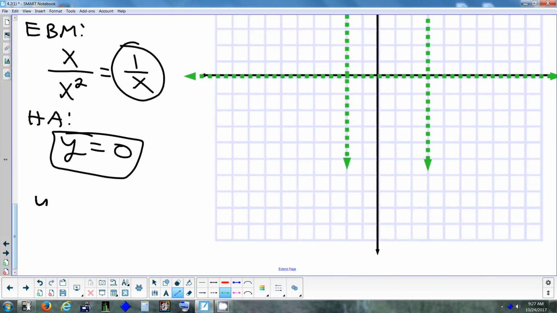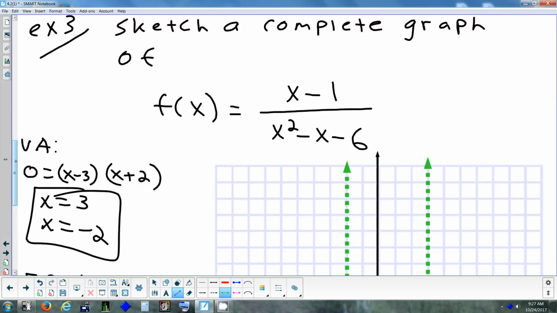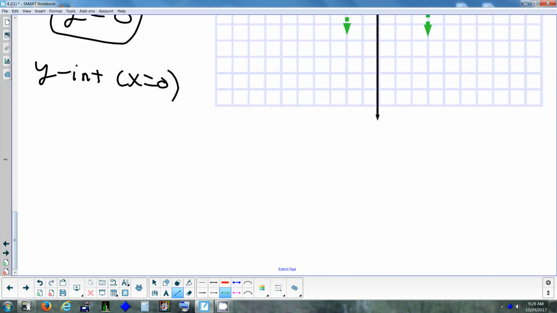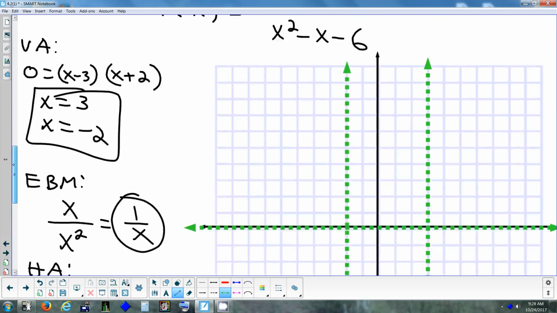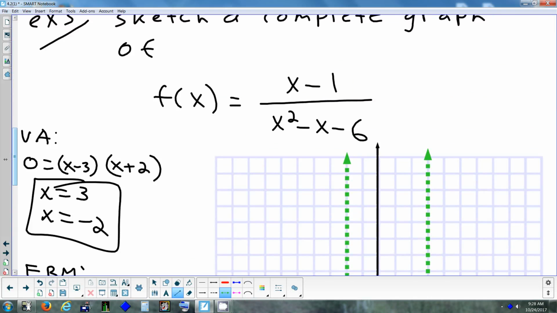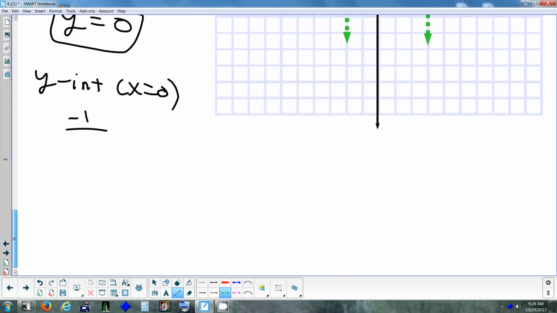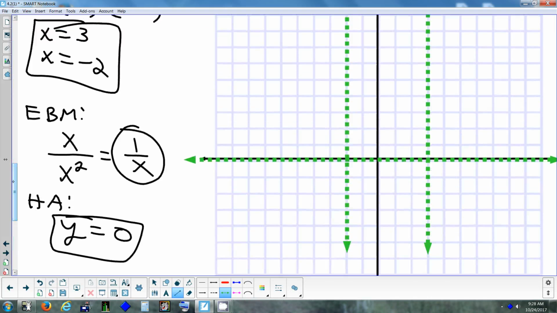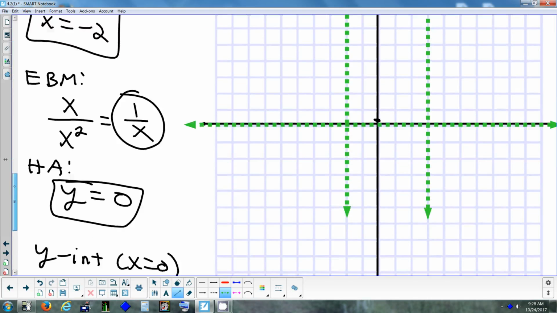Okay, so the y-intercept is when you let x equal 0. Well, if you let x equal 0, you get -1 in the top, over 0 squared, which is 0, minus 0, which is 0, minus 6. So the y-intercept is 1/6. That's where it'll cross the y-axis, just a little above the origin. It's going to go through that point.